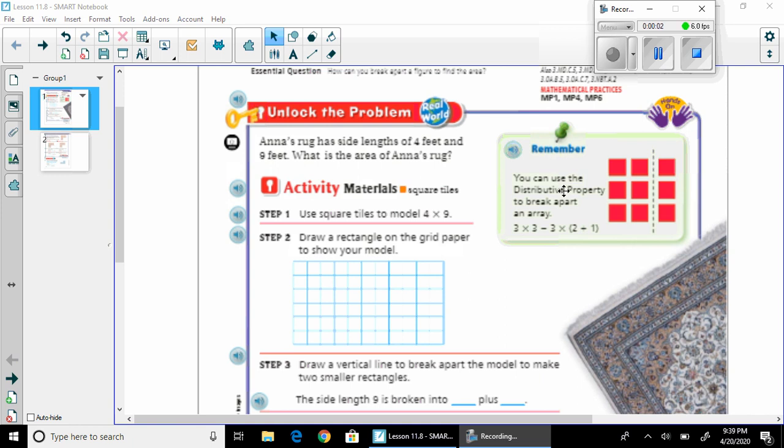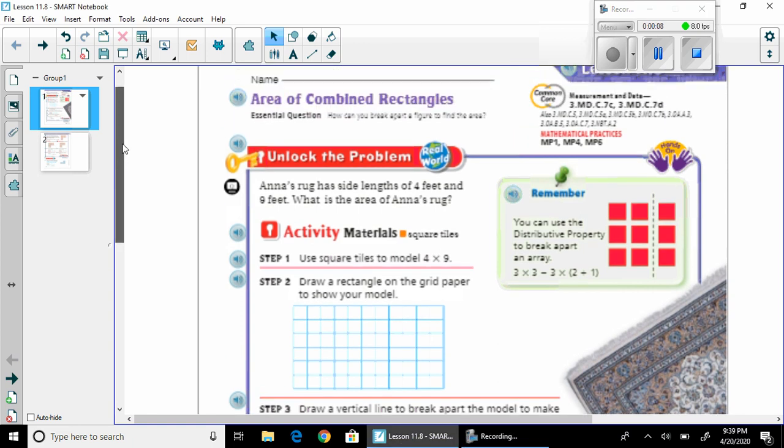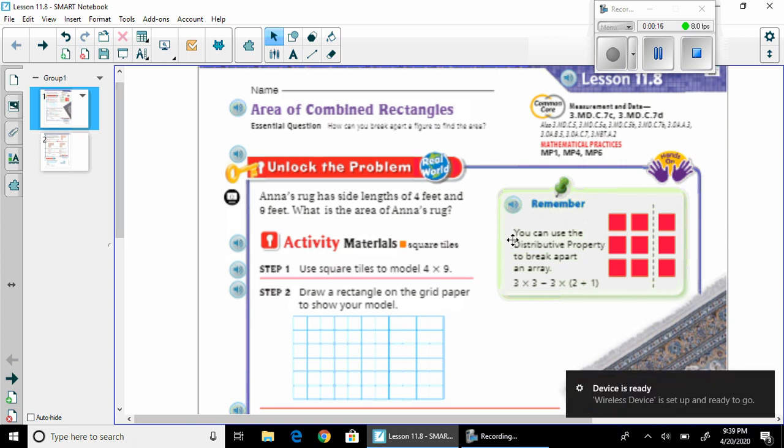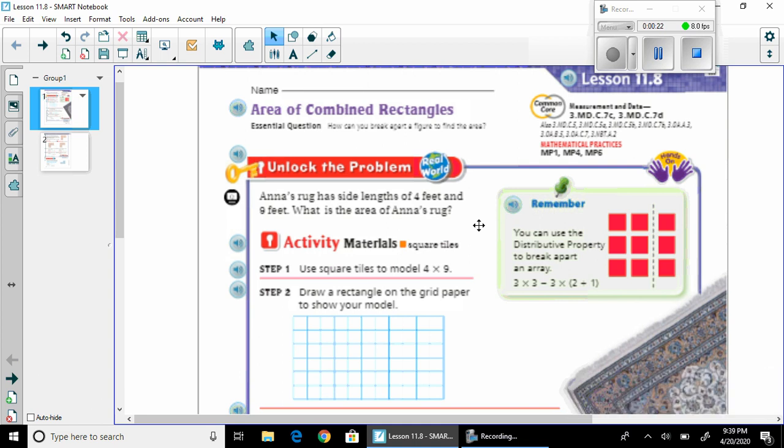Okay, so this is lesson 11.8. Today's lesson is going to look very similar to when we used the distributive property of multiplication, okay? If you remember, and over here they have an example, this distributive property is the property where you break apart an array. So you take your array and you break it apart into two smaller equations, okay?